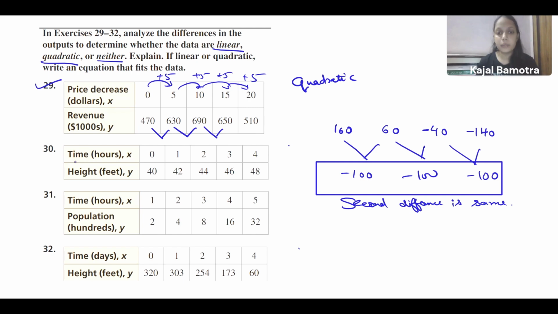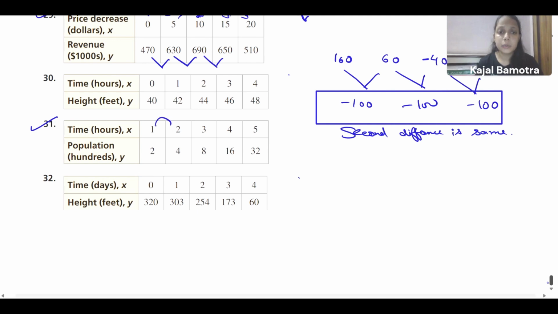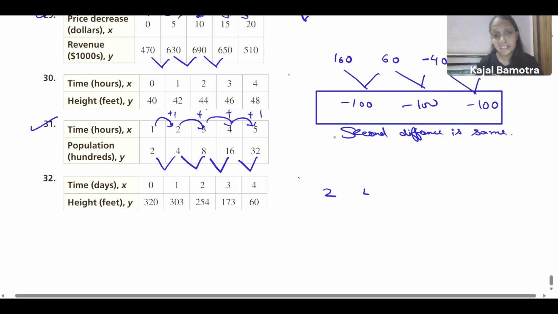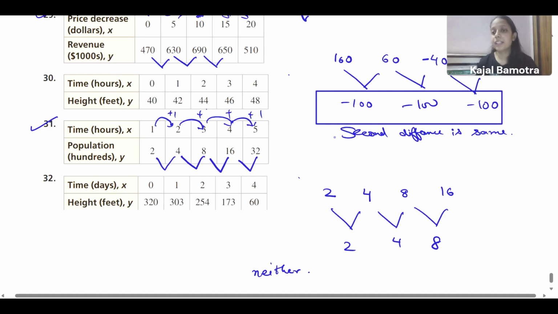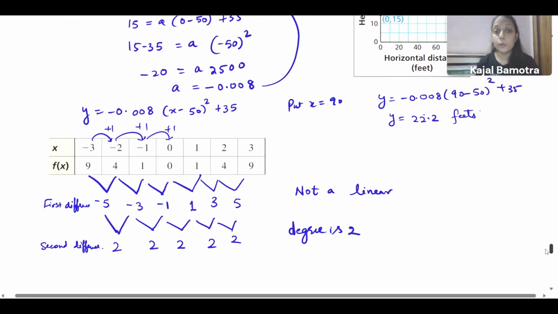Let's do another one. We will do question number 31. Check x first. 1, 1, 1 and 1. So we can check for y values. 4 minus 2 is 2. 8 minus 4 is 4. 16 minus 8 is 8. And 32 minus 16 is 16. It's not the same. Again find the difference: 2, 4, 8. So it is neither linear nor quadratic. So I will use neither. Answer is neither. So we have covered up to 2.4.